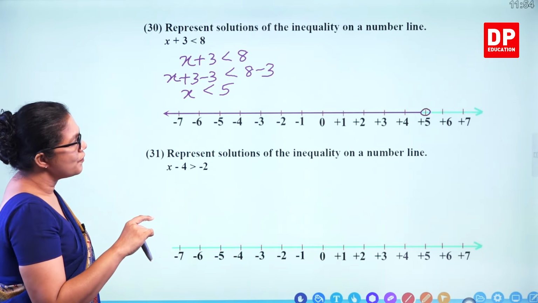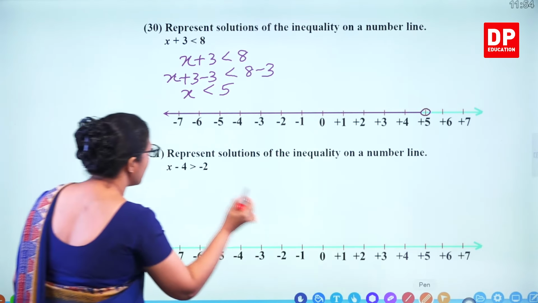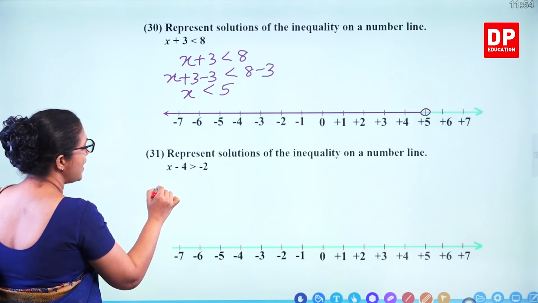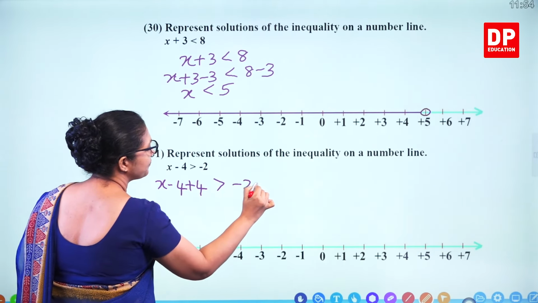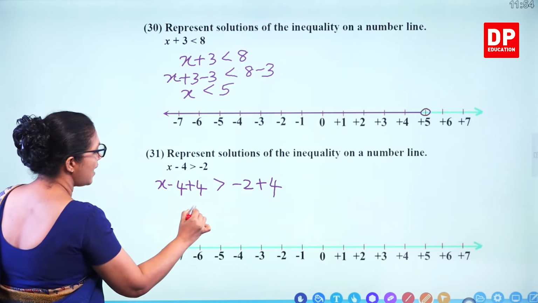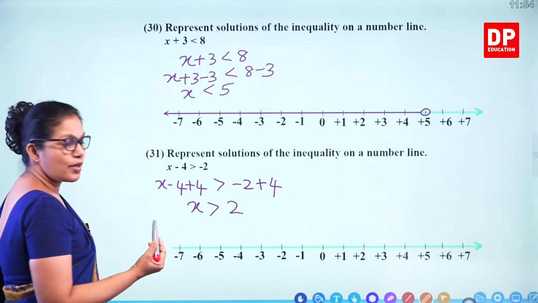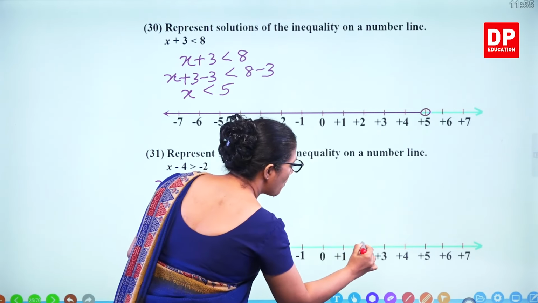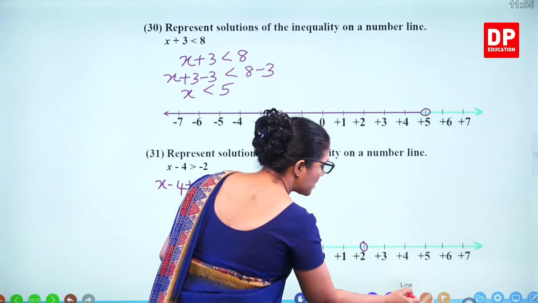Represent solutions of the inequality on a number line. This one, first you need to solve that. x minus 4 is greater than minus 2. Add plus 4 to both sides. You get x is greater than 4 minus 2, 2. Now you can mark. 2 is not included. So that means an open circle here. Greater means towards the right side.